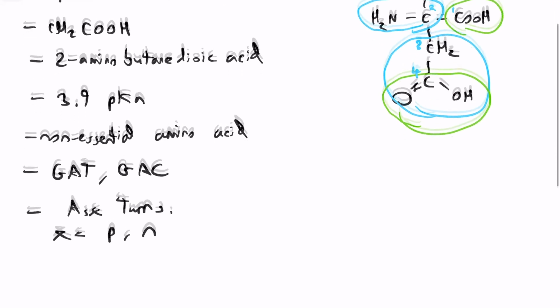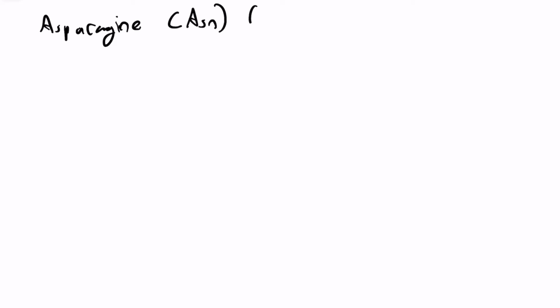So let's talk about asparagine now. Okay, so asparagine. Again, ASN for its three-letter and N for its one-letter code. And don't confuse this with aspartic acid. That's a common mistake because the structures are actually quite similar. So let's draw the structure out here.